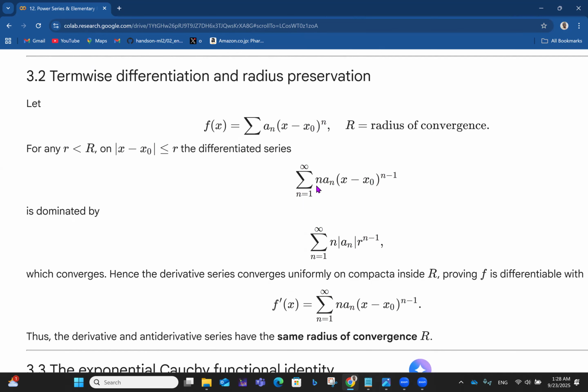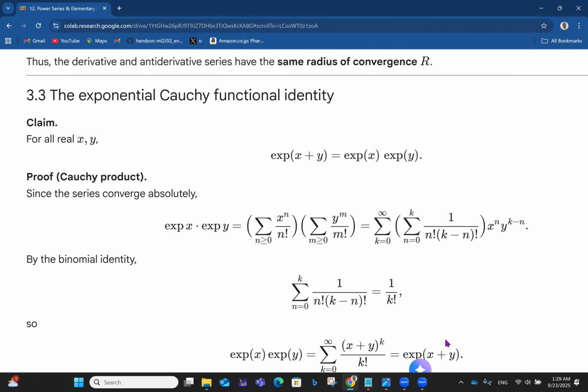Of course, when you differentiate this, you have n times (x minus x naught) raised to n minus 1, and it is dominated by, that is, it converges towards, the summation from n equals 1 to infinity of n times the absolute value of a_n times r raised to n minus 1, which converges. Hence, the derivative series converges uniformly on compact sets inside R, proving f is differentiable with f prime of x equal to the summation from n equals 1 to infinity of n a_n times (x minus x naught) raised to n minus 1. Thus, the derivative and antiderivative series have the same radius of convergence R. We've said this several times.